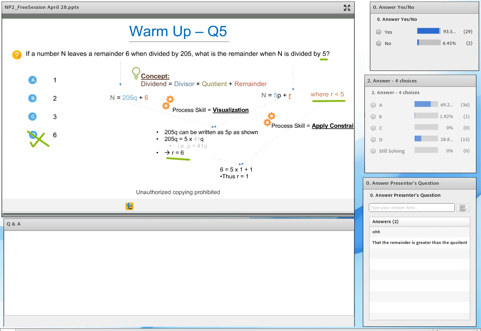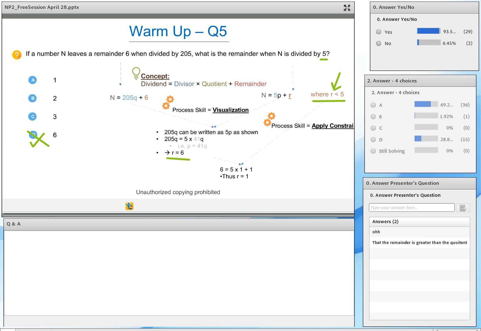Keep in mind what your constraints are. Now, these constraints can be conceptual constraints, such as over here. This is your conceptual understanding that a remainder is always less than a divisor, or a constraint could be a specific constraint that's given to you in the question statement.